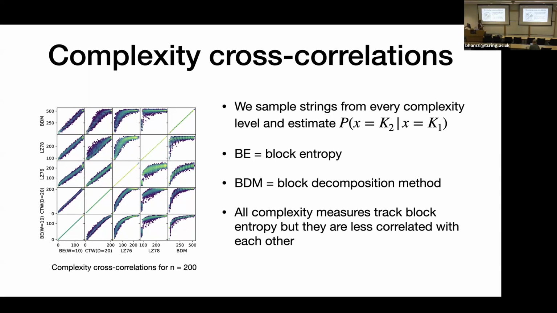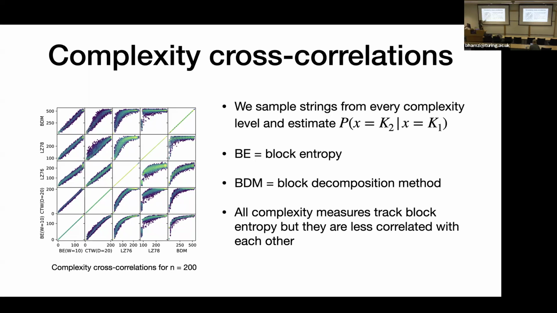But we can also compare complexity measures against each other. So we can see, for example, how similar Limp-Positive 76 is to CTW. And these plots are asymmetric because here we sample typical strings that Limp-Positive 76 considers to be this complex. And there we sample strings that CTW considers to be that complex. So we look at typical strings at each complexity level for that measure.